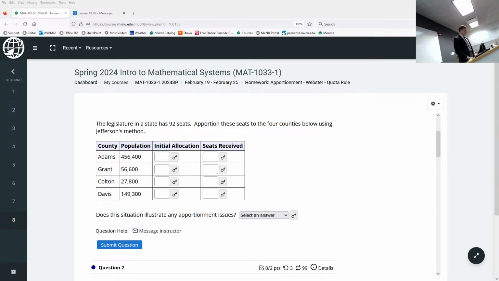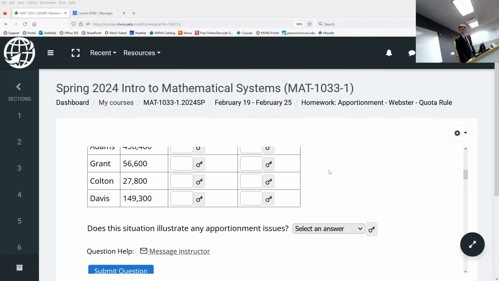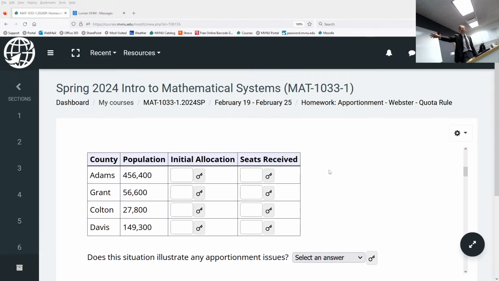Okay, so let me type in these numbers. You probably have something slightly different for yours. But I just wanted to help you figure out how to answer this question. Does this situation illustrate any apportionment issues? If it says apportionment issues, if it's Hamilton's method, it'll either be the new state paradox, the population paradox, or Alabama paradox. Those are the only three. And if it's not Hamilton, then it'll be either the quota rule or not the quota rule.